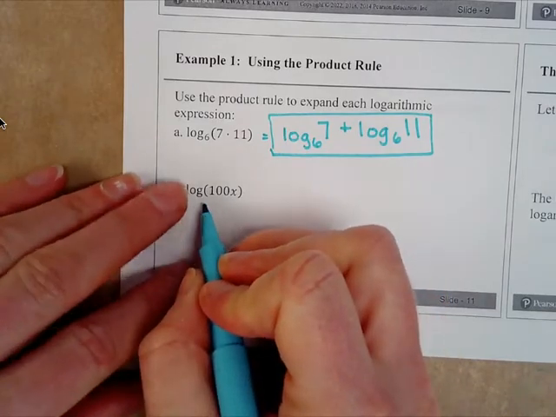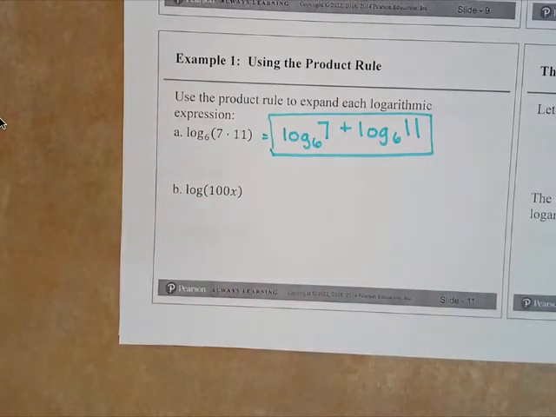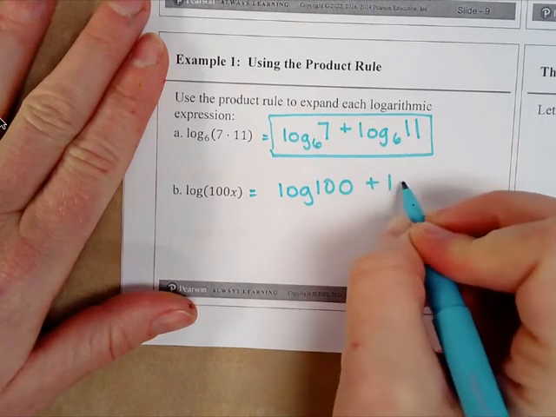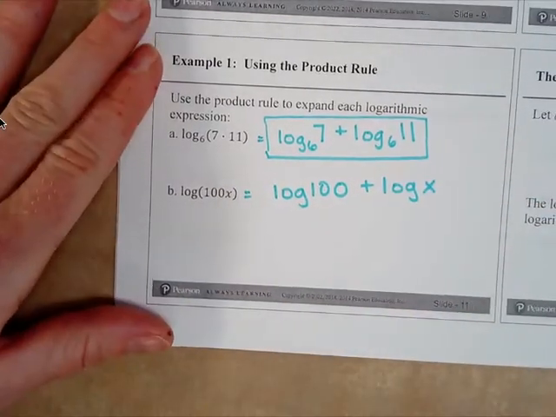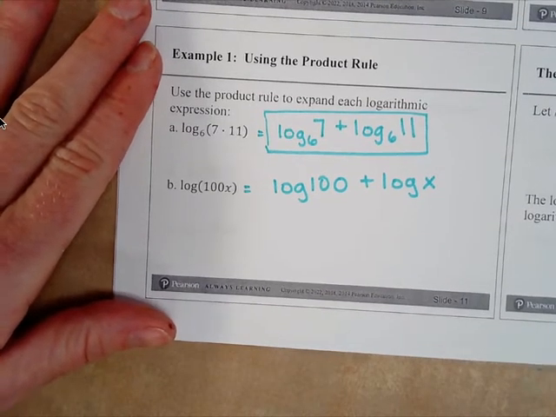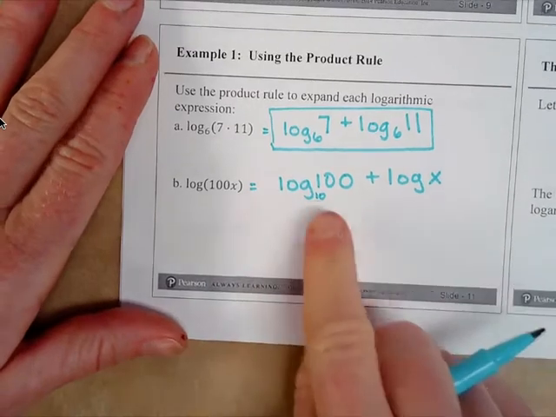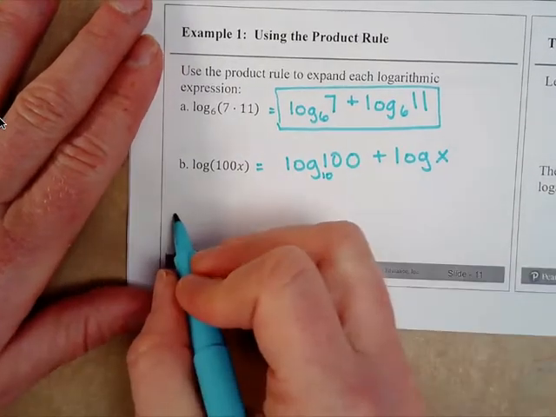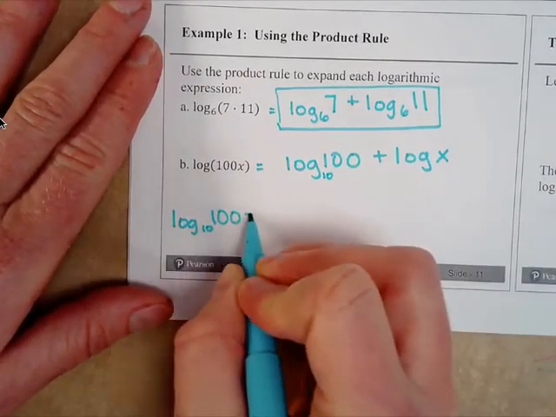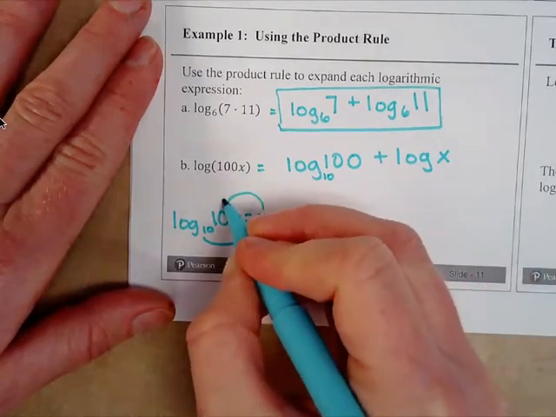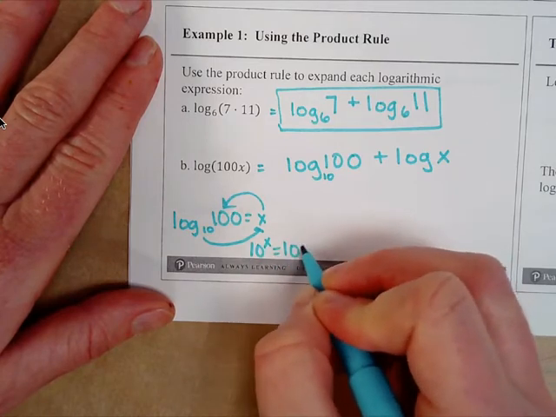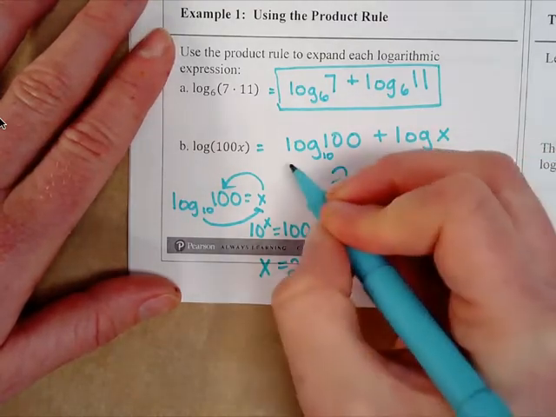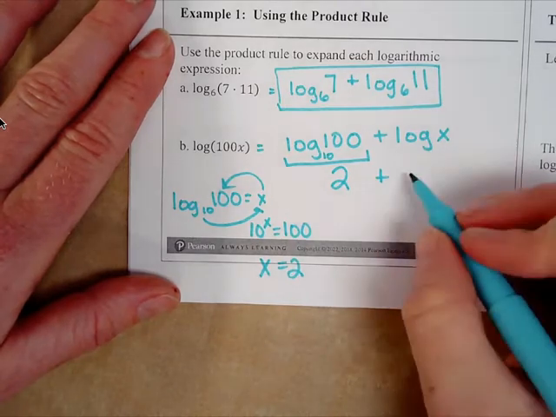Let's look at the next one. This is 10x. So we can separate into log 10 plus log of x. Or log 100, sorry, plus log of x. Log base 10, we can think of this as 10 to what power gives us 100. Remember how we did this yesterday? 10 to the x equals 100. So x equals 2. So that's what this is. 2 plus, we can simplify this down, 2 plus log of x.